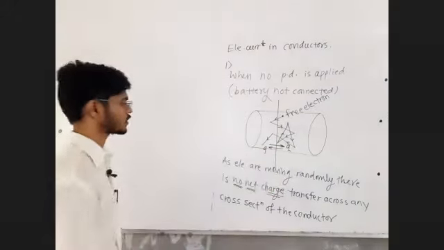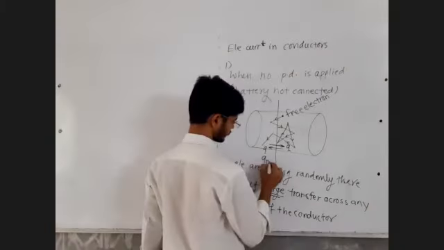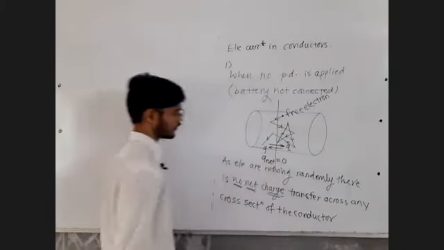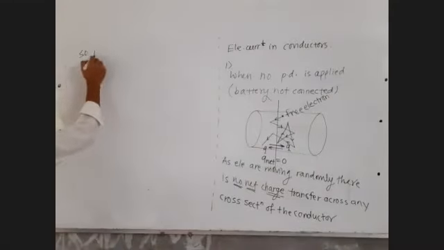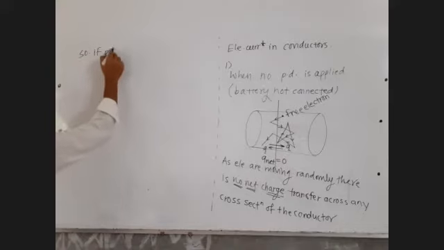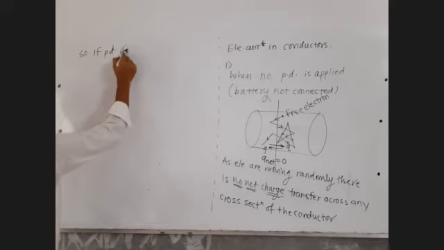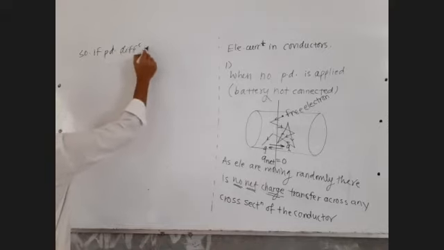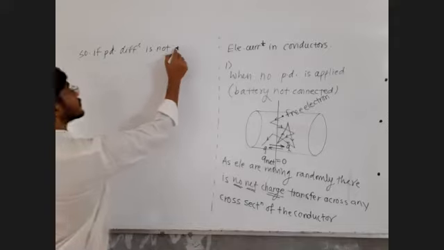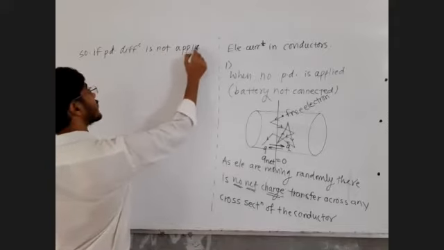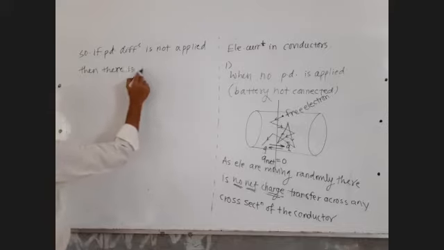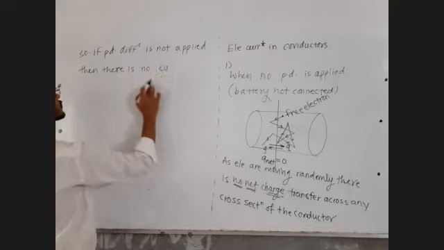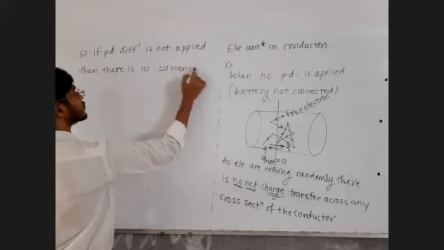Okay, so no net charge transfer is taking place there. So if potential difference is not applied, meaning the battery is not connected, then there is no current through the conductor.